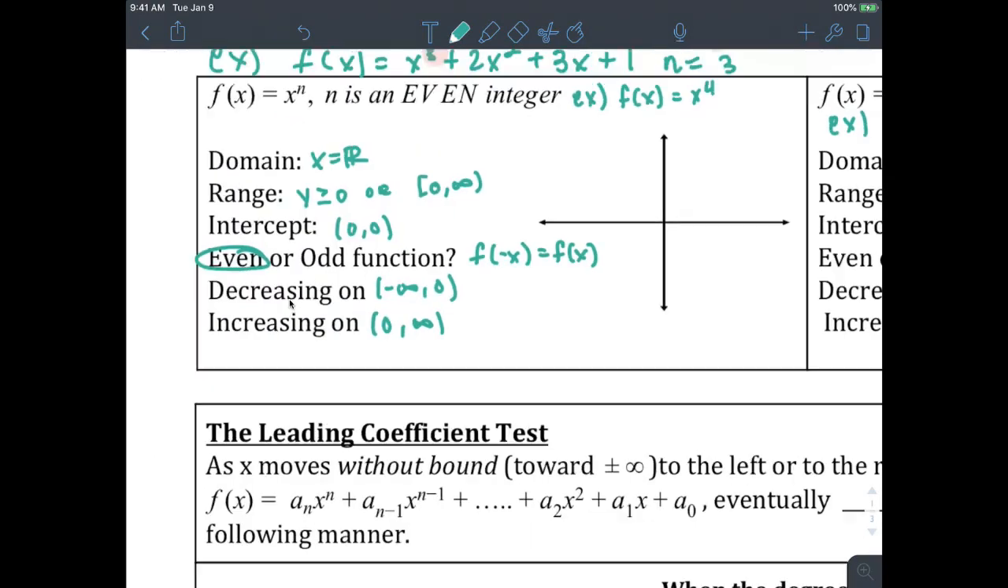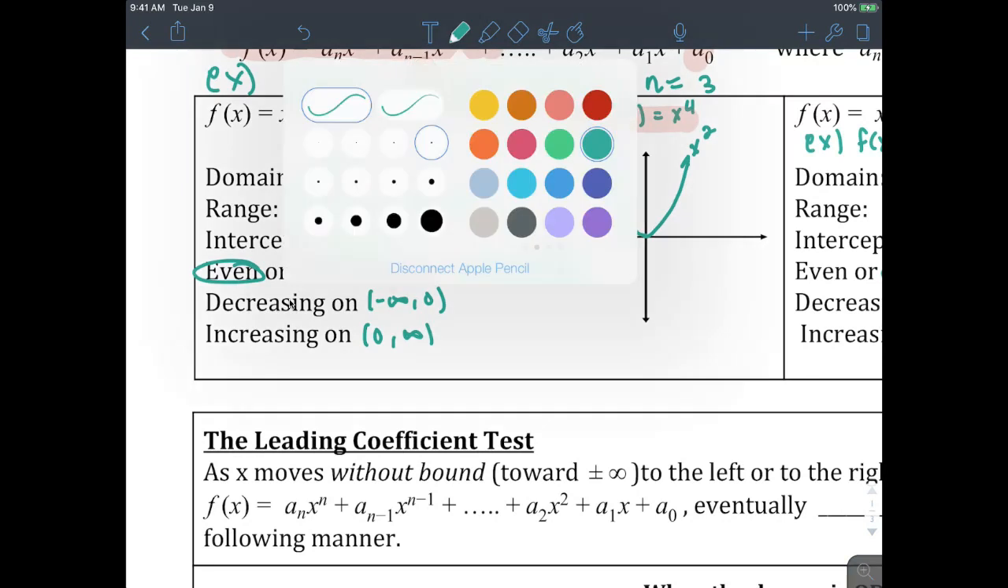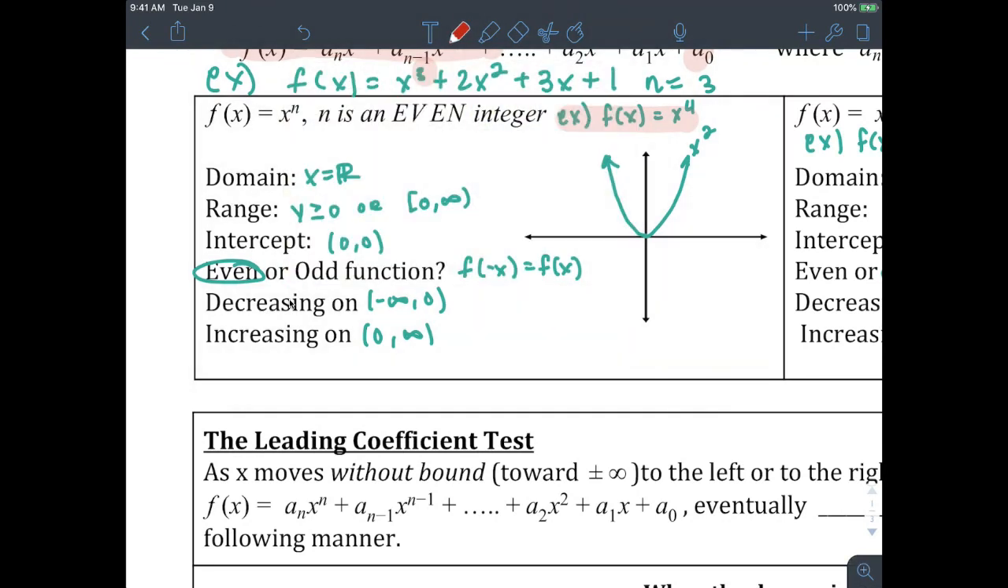Okay, so we're going to look at even. So if I have a function like a mother function, like f(x) = x to the 4th power, or f(x) = x squared, or x to the 6th, those functions look like this. This would be like x squared. If I had a function like x to the 4th power, it basically looks the same, but we level out a little bit more.